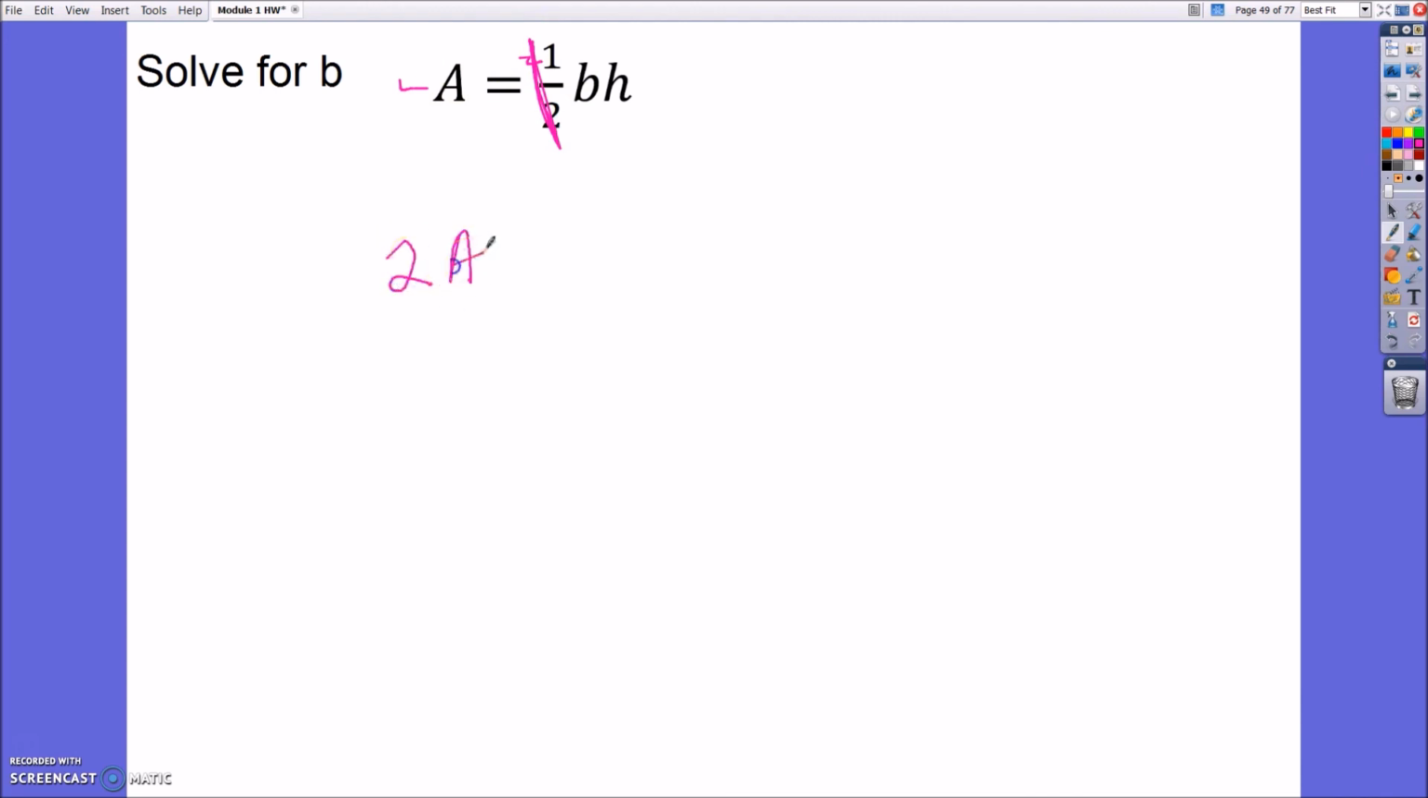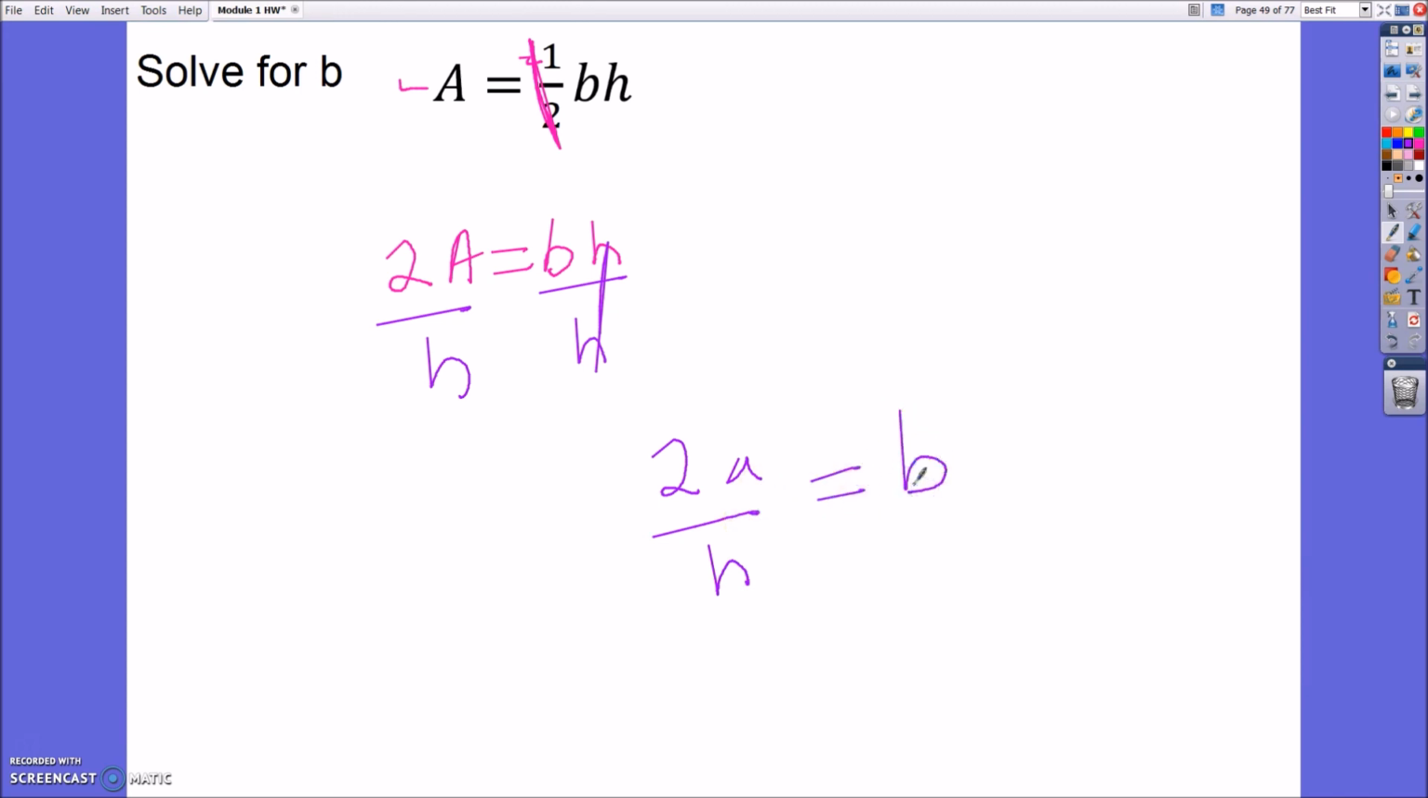So I'm going to have 2a is equal to bh. Now I'm going to get b by itself, and I'm going to do that by dividing both sides by h. Those h's are going to cancel. I'm going to be left with 2a all over h is equal to my base, equal to my b value.